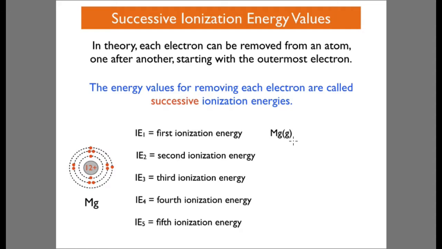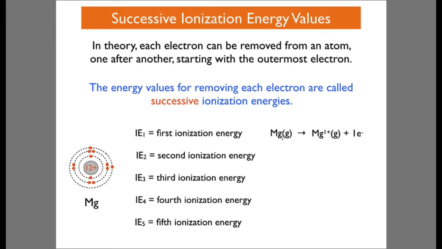Successive ionization energy values. In theory, each electron can be removed from an atom, one after another, starting with the outermost electron. The energy values for removing each electron are called successive ionization energies. And you can see the first ionization energy here. We've got a gaseous atom of magnesium being converted into an ion, a cation, and still in its gaseous form, releasing one electron.